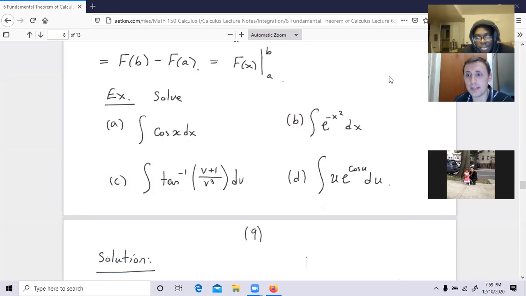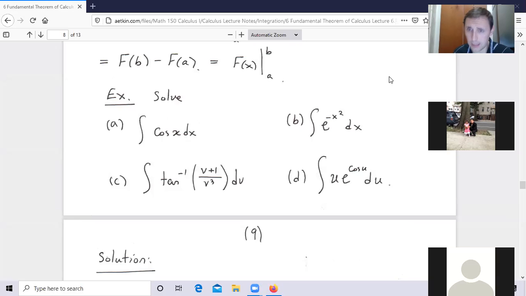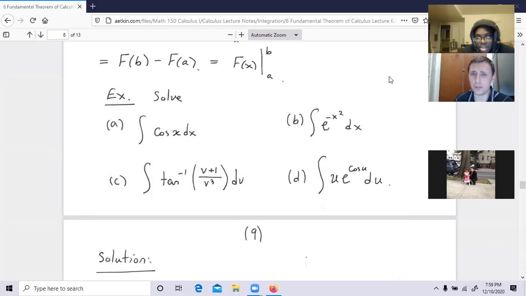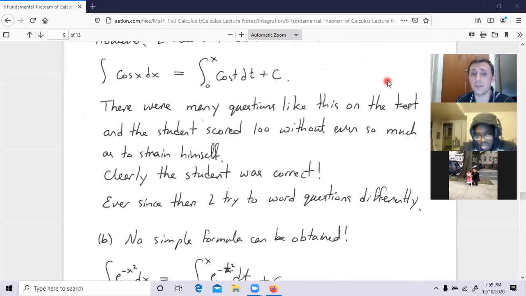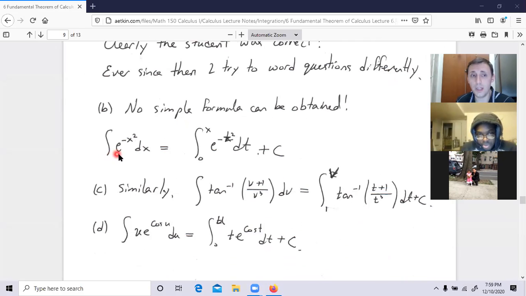So once I taught calculus and I had an exam on integration. Most students did whatever they did, but one student understood the fundamental theorem of calculus and did the following. In some cases, you will not be successful in finding a nicer formula. So I can, for instance, decide to say it's the integral from zero to x of e to the minus t squared dt, plus a constant. Why? Because by the fundamental theorem of calculus, this will be the totality of all antiderivatives.